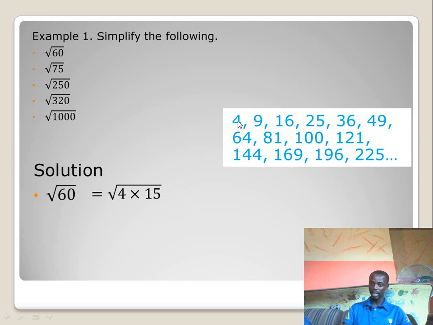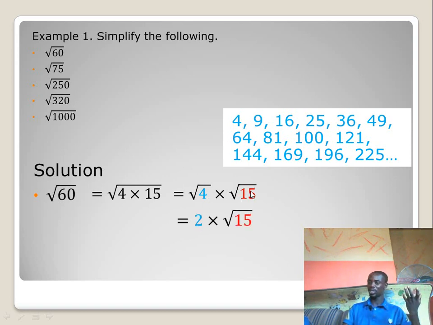Why? 4 here, a factor of 60, is a perfect root, and that is what I want to get from that. I've colored my 4 in blue. Why? When I find the square root of 4, I'm going to get a perfect number, which is 2. So what is the square root of 4? The square root of 4 is 2.